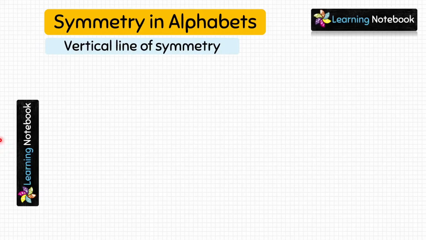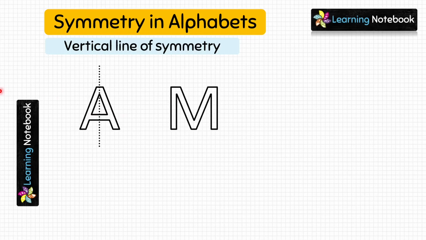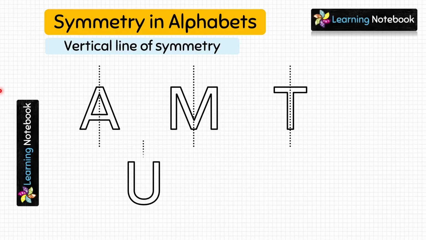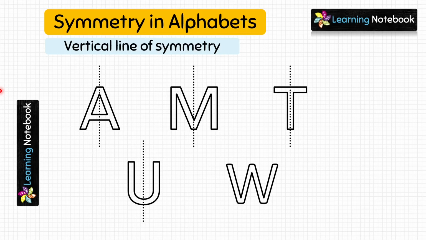Now look at the alphabets which have vertical line of symmetry. A. A has vertical line of symmetry. M. Next alphabet is T. Then we have U. W. All these alphabets have vertical line of symmetry. A, M, T, U, W.